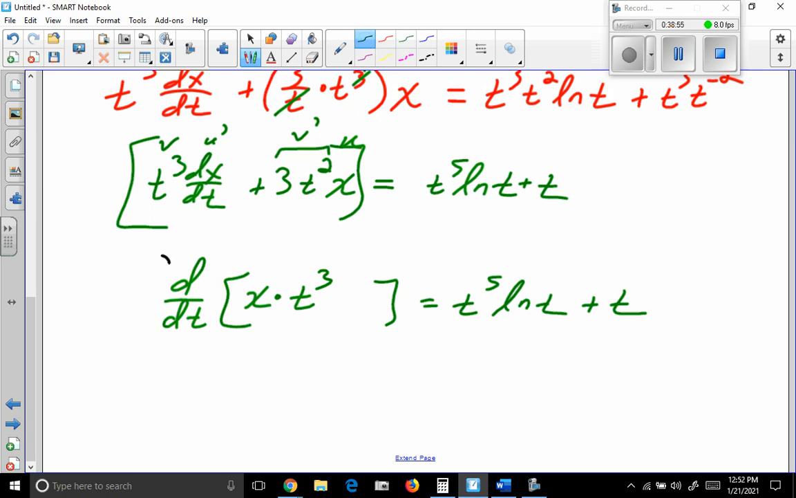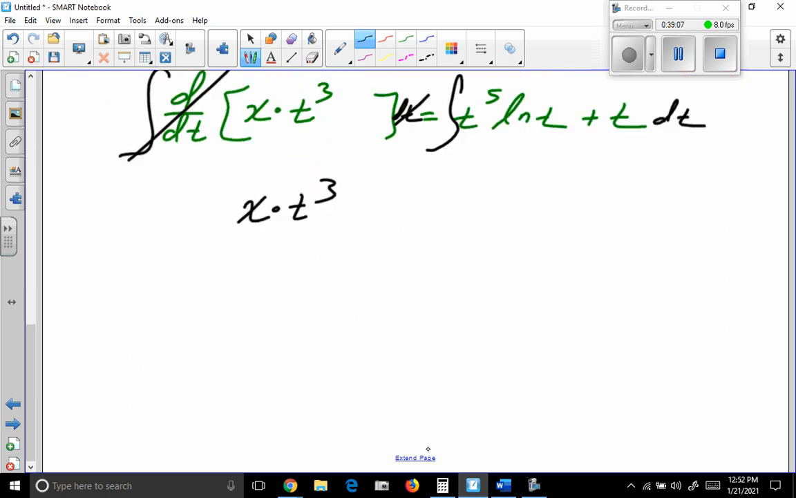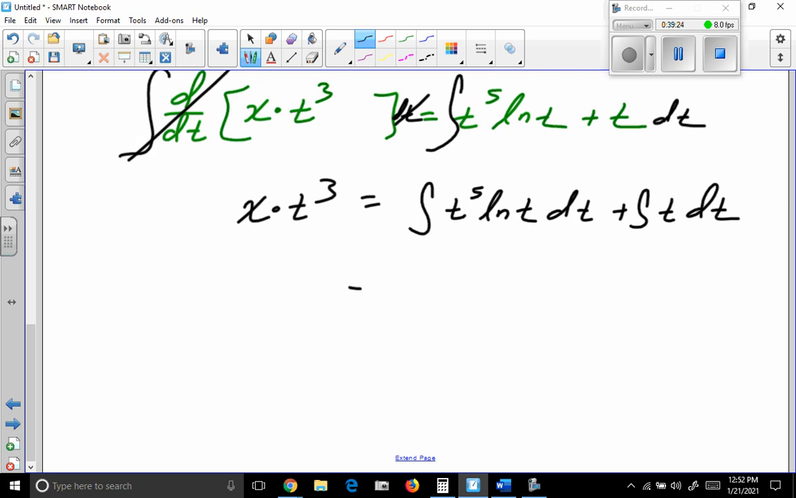Once we get here, we need to integrate both sides with respect to t. So those cancel, giving us x times t cubed. On the other side, we have two terms, so let's integrate those separately. Let's integrate t to the 5th natural log of t dt, and then let's integrate t dt. The integral of t is just t squared over 2, and we can go ahead and put our plus c in.